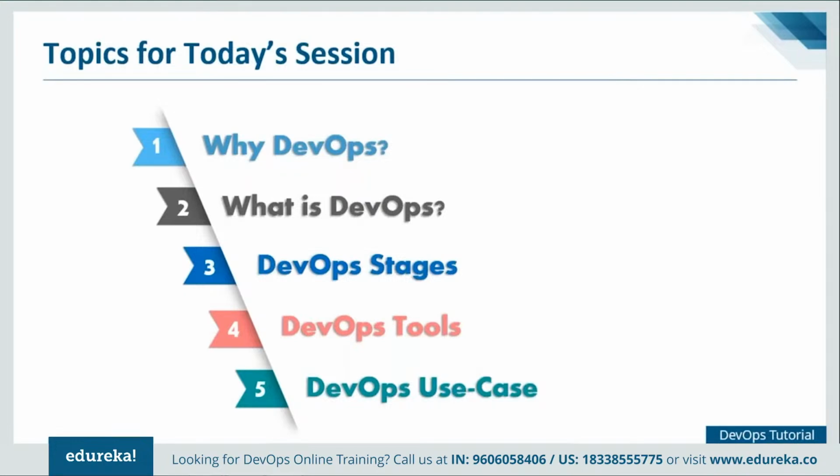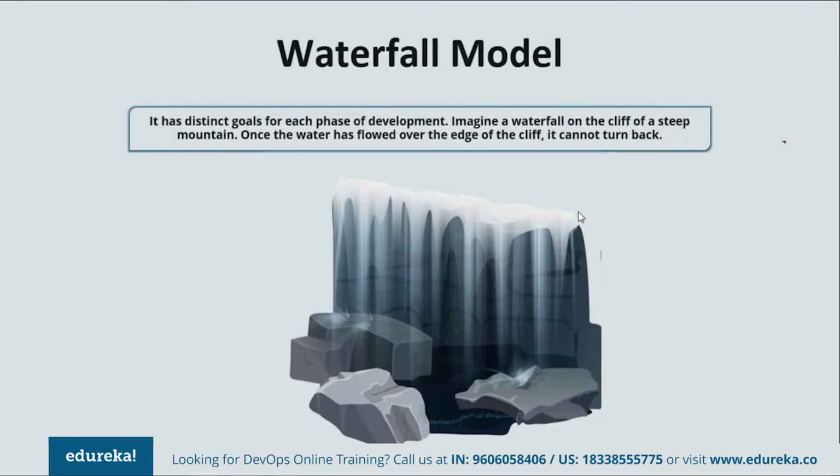So let's move forward, guys, and we'll see why we need DevOps. So guys, let's start with the waterfall model. Now, before DevOps, organizations were using this particular software development methodology. It was first documented in the year 1970 by Royce and was the first public documented lifecycle model. The waterfall model describes a development method that is linear and sequential. Waterfall development has distinct goals for each phase of development.